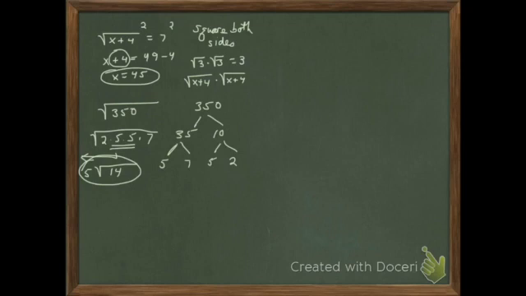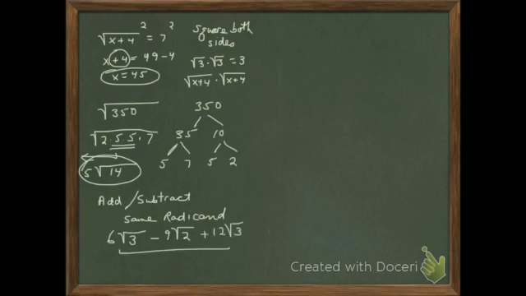Now the other thing is, if I want to add or subtract with square roots, I need to have the same number under the root, we call it the radicand. Otherwise, you cannot add or subtract them. So if I have 6 square root of 3 minus 9 square root of 2, plus 12 square root of 3. The only two that can combine are these. This does not combine. Okay, so 6 plus 12 is 18 square root of 3, minus 9 square root of 2. And that's all you can do to simplify that.